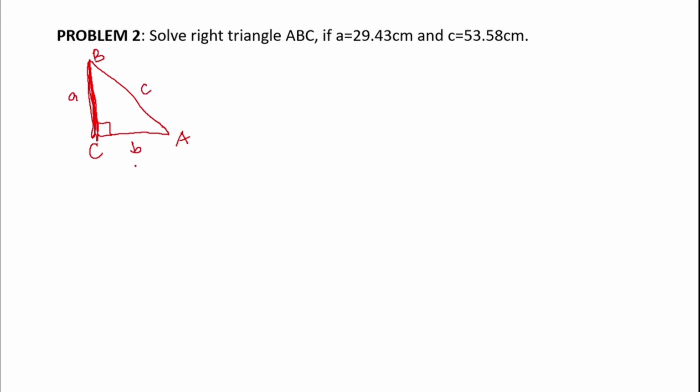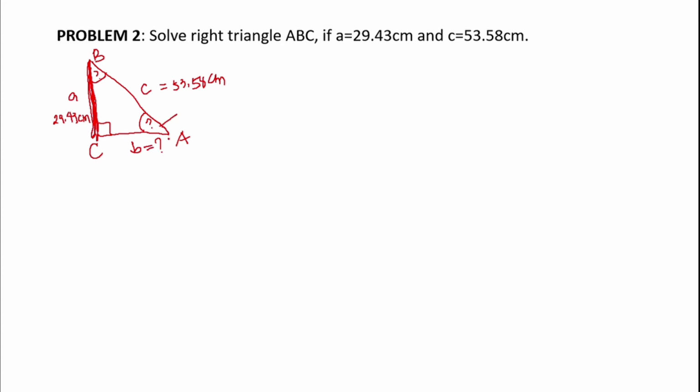Okay. So in this case, the given here is A is equal to 29.43 cm and C is equal to 53.58 cm. So what is lacking here is the angle A and the angle B. These are the unknown parts of the triangle. First, we're going to solve for the angle A.